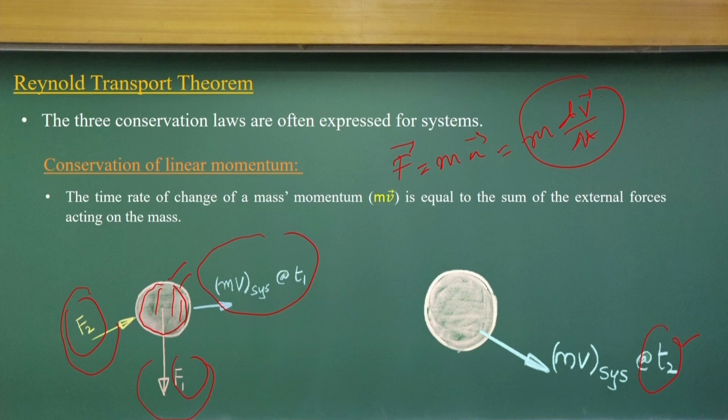The time rate of mass momentum is equal to the sum of external forces. Mathematically, what I have shown is that the sum of the external forces which act is mass into acceleration. That is the time rate of change of mass momentum, m into v. Mass momentum is equal to the sum of external forces acting on the mass. We know it; I have just repeated it to relate it when we talk at the control volume level.